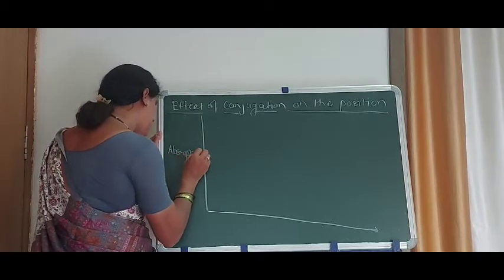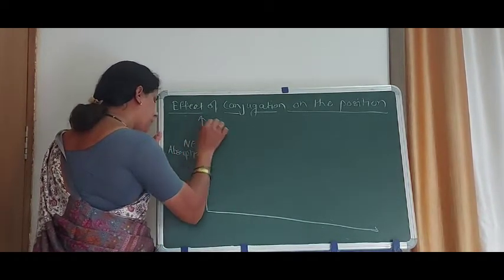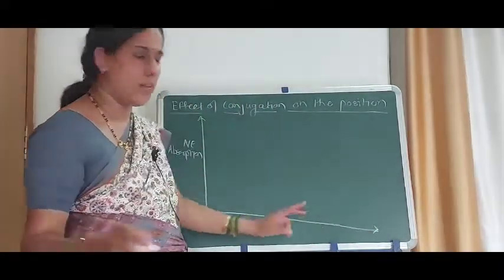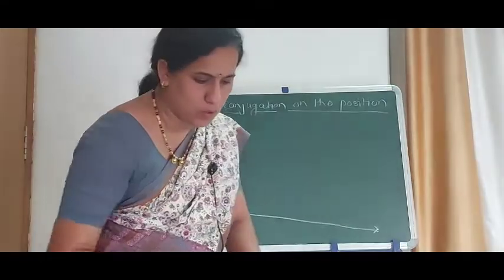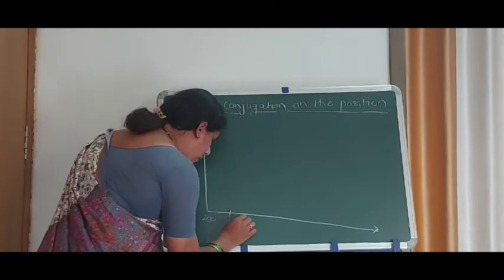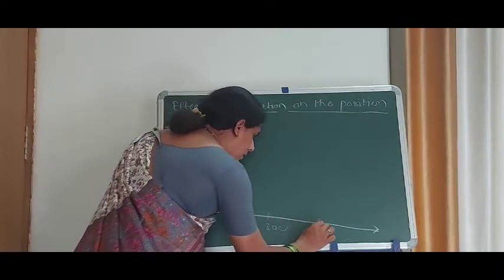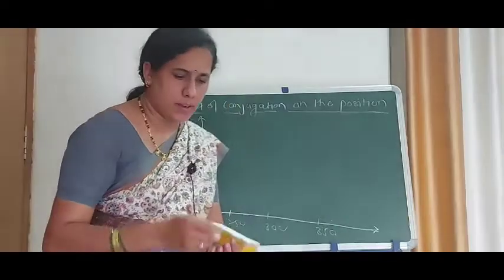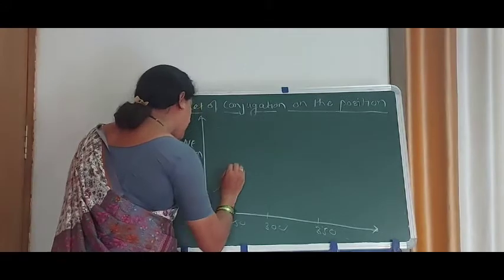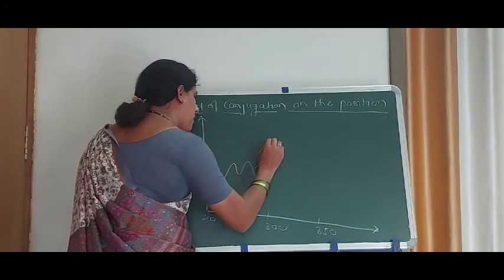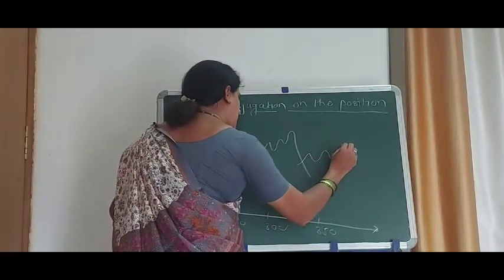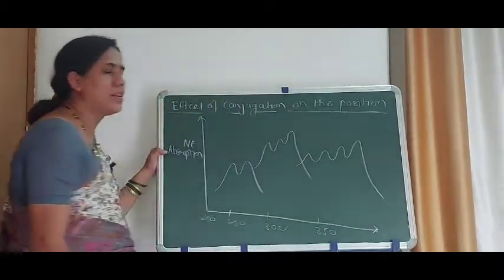Absorption intensity, A or epsilon, here. And the wavelength range here is from 200, 250, 300, 350. Here we have to take examples of these types of graphs.